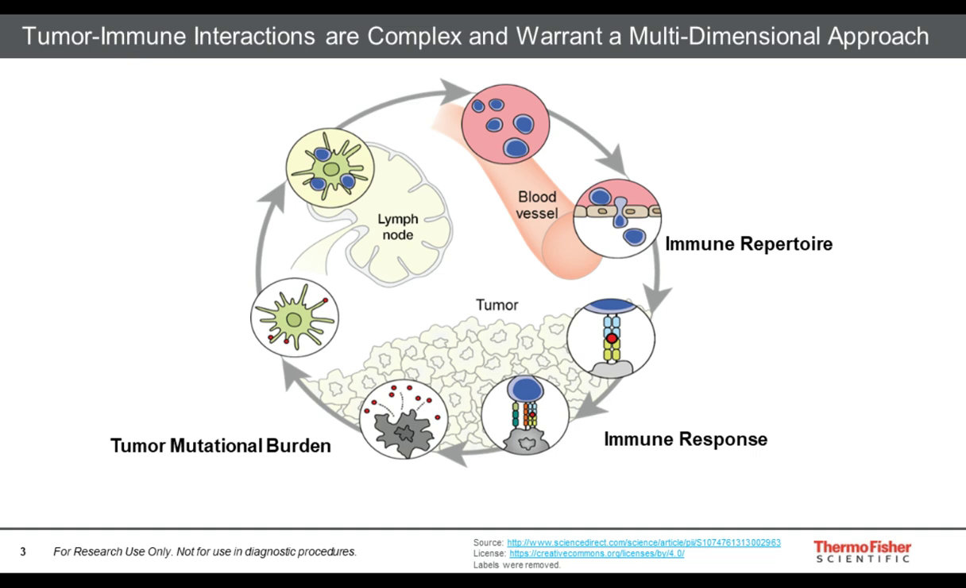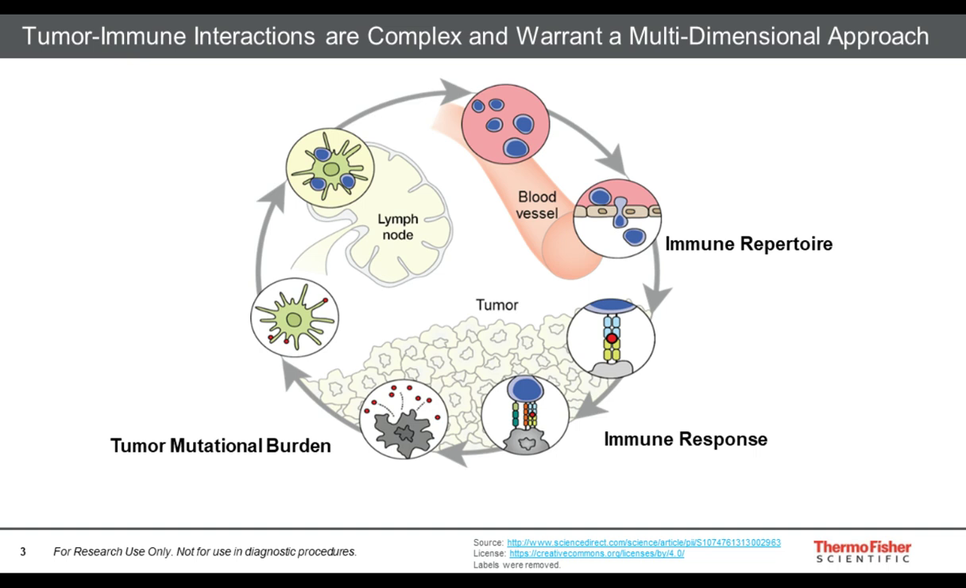There are multiple elements in the cycle here that can be monitored to characterize tumor immune interactions. These include sequencing of T cell receptors to profile the status of the immune repertoire. They include studying the immune response within the tumor microenvironment itself via characterization of RNA expression. And they include the molecular profiling of the cancer cells within the tumor microenvironment to look for driver mutations and other biomarkers such as tumor mutation burden.